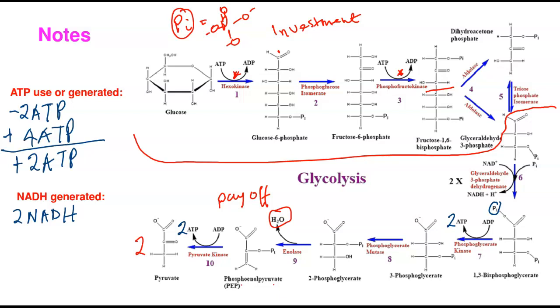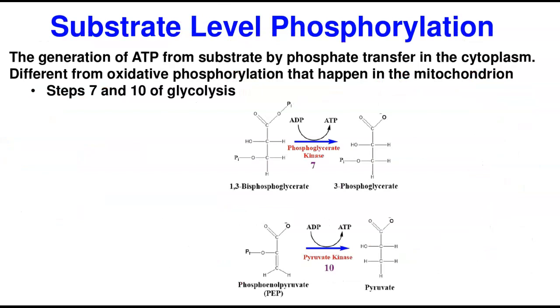And then we now go to the next thing. Let's talk a little bit about substrate level phosphorylation. I told you, step 7 and step 10 generate ATP in the cytoplasm. The generation of ATP from a substrate by phosphate transfer in the cytoplasm is called substrate level phosphorylation. It is different from the one that happens in the mitochondria, which is an aerobic process. This is typically an anaerobic process because no oxygen is involved.